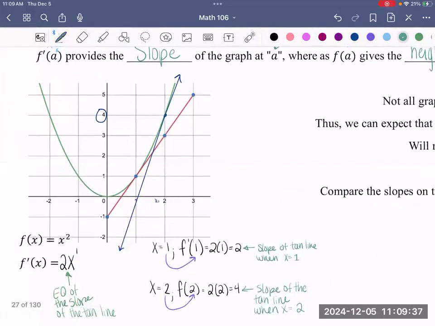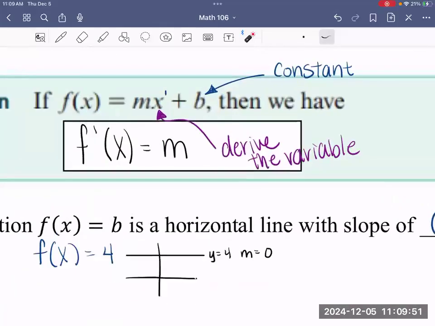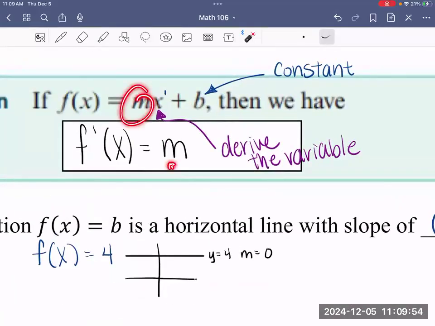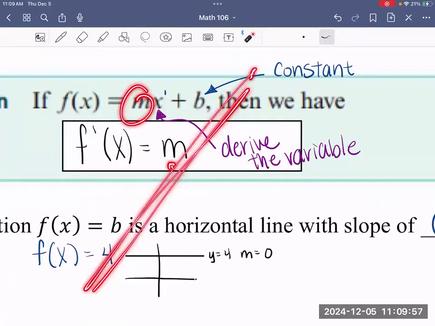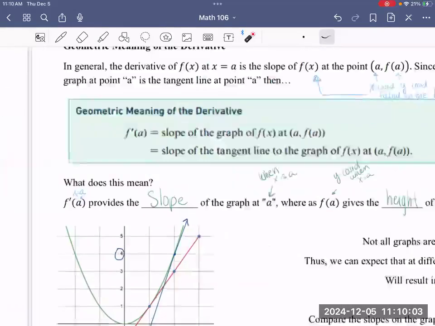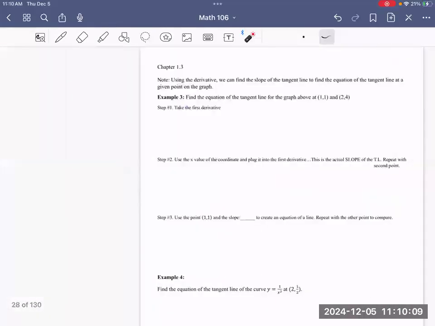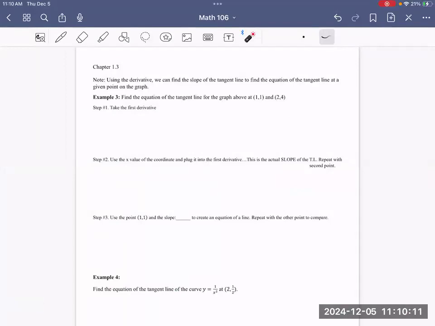And your tangent line will change based on the points that you select, unless it's, of course, a line, in which case it's a constant rate of change, right? Therefore, it's just its own slope. The slope of a line, if you're looking for a tangent line, no matter where it is, it's just itself. It's not changing. Whereas here, your curve is changing, therefore your outcomes are going to change. So note, using the derivative, we can find the slope of the tangent line to find an equation of a line at a given point on your graph.